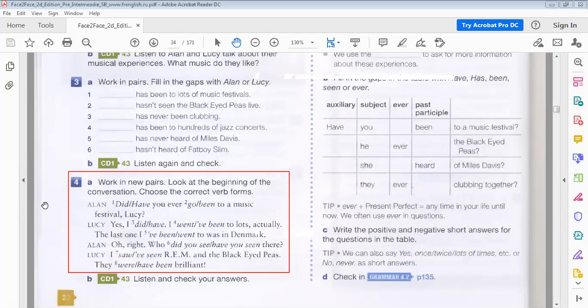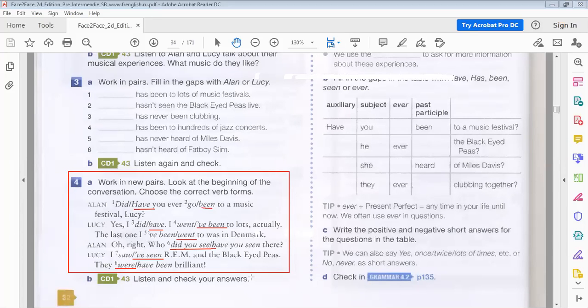Okay. Have you ever been to a music festival, Lucy? Yes, I have been to a lot. Actually, the last one I went to was in Denmark. Oh, right. Who did you see there? I've seen REM and Black Eyed Peas. They were brilliant.